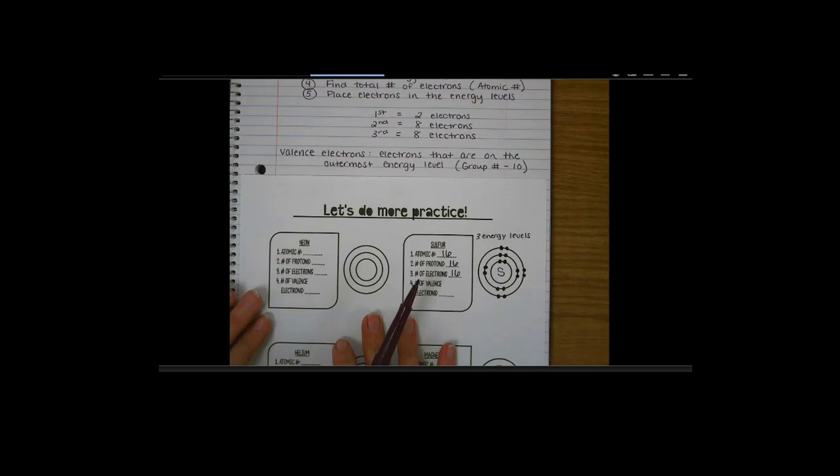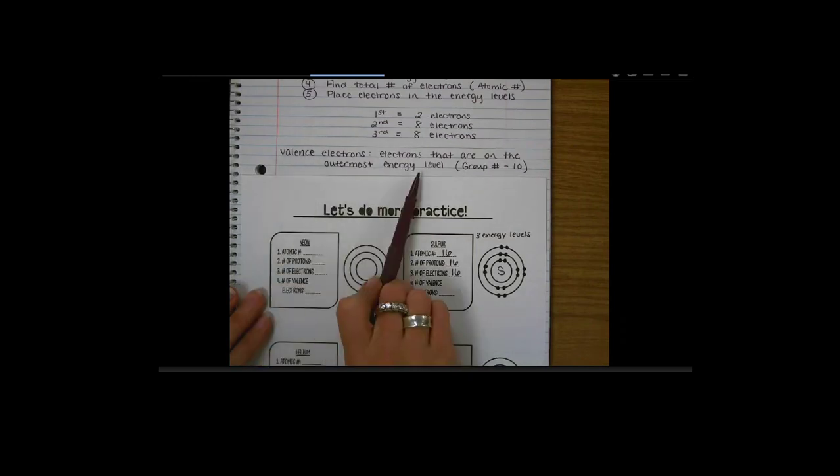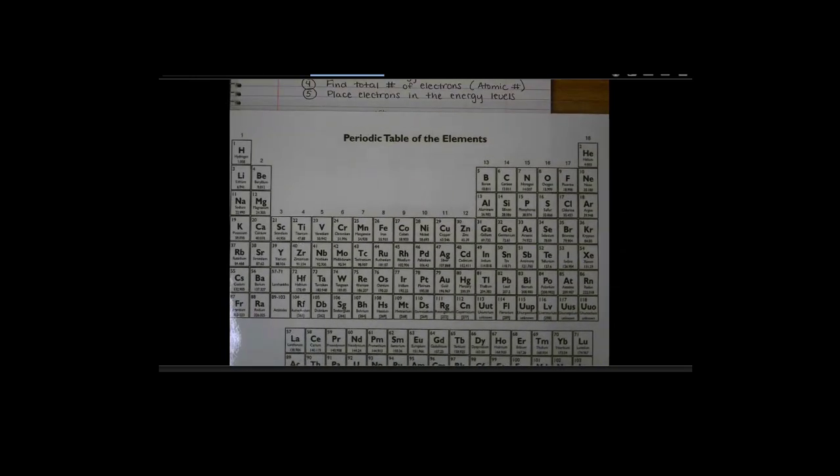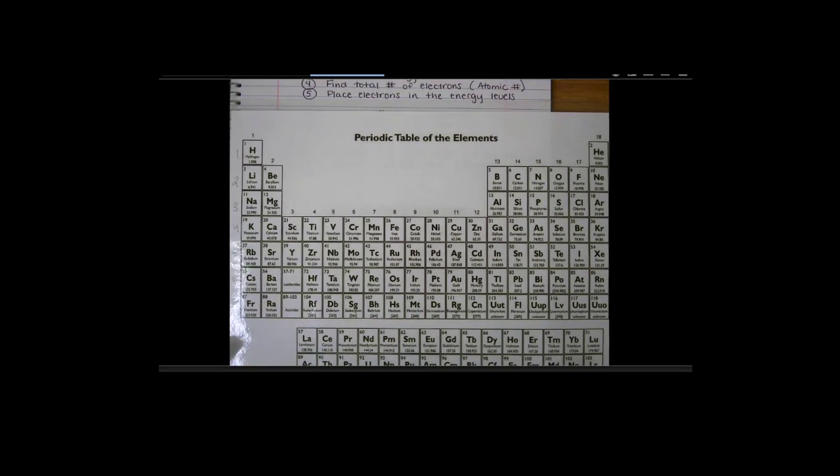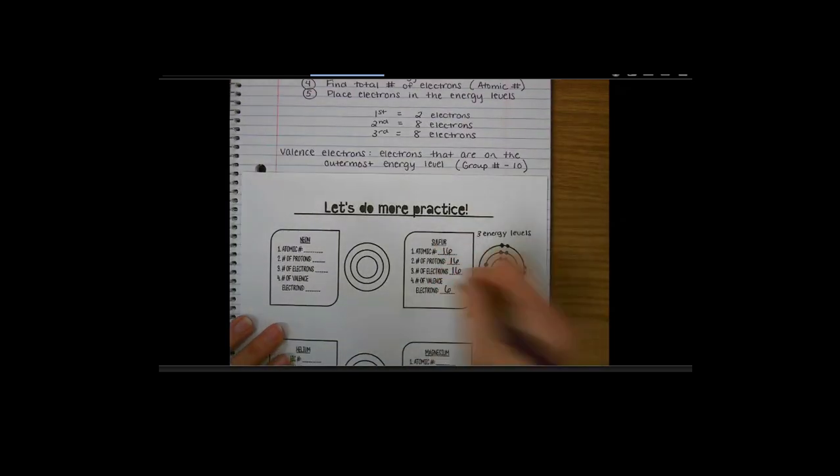Now, in order to check ourselves, let's check to make sure that we have the correct number of valence electrons on the outside. So let's go back to our periodic table. Remember, you're going to find the number of valence electrons by taking the group number minus 10. So if we look, here's sulfur. Sulfur is in group 16. So you take 16 minus 10, that gives you 6. So here we should have 6 electrons on the outermost shell. So let's count. 1, 2, 3, 4, 5, 6. Yep, we have 6 electrons on the outer shell. That Bohr model is complete and correct.